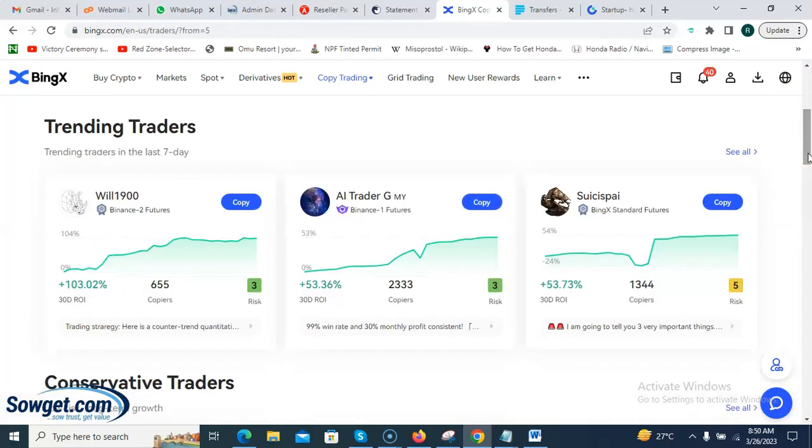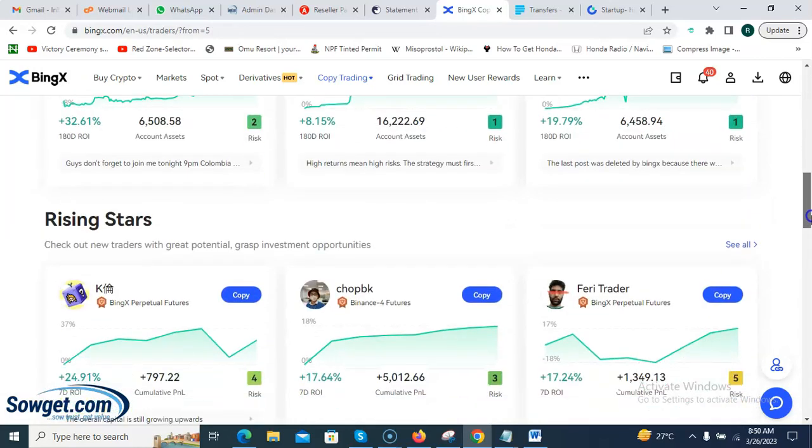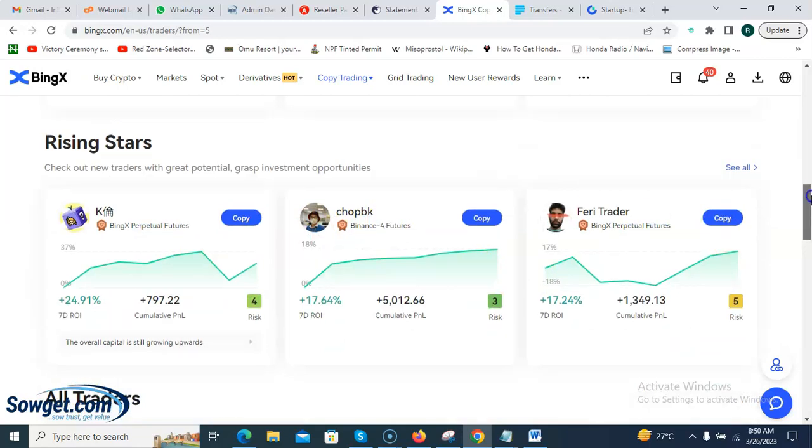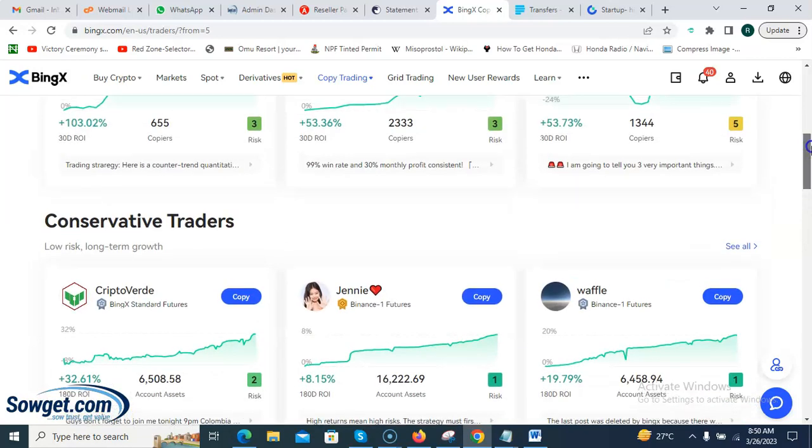So guys, I always advise that you do your research properly to check each and every trader on the performance page here, so you can go for the right trader before making your final decision.